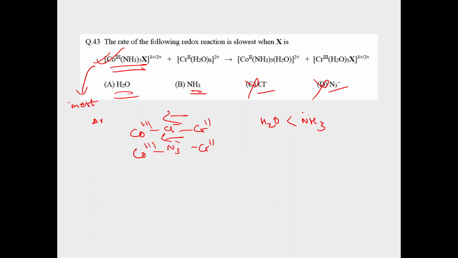Okay, so for this question, the answer, that is when the reaction will be slowest: it will be slowest when X is equal to ammonia.